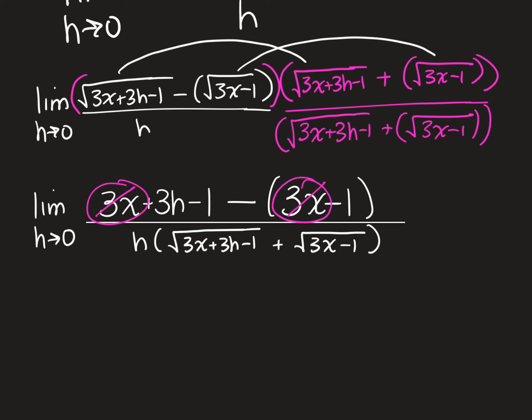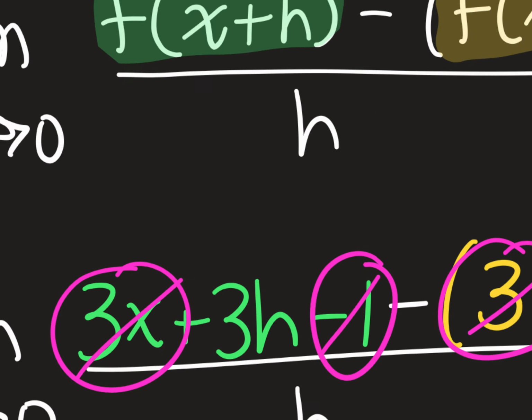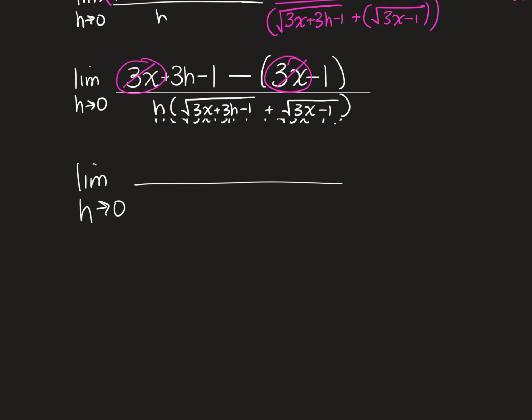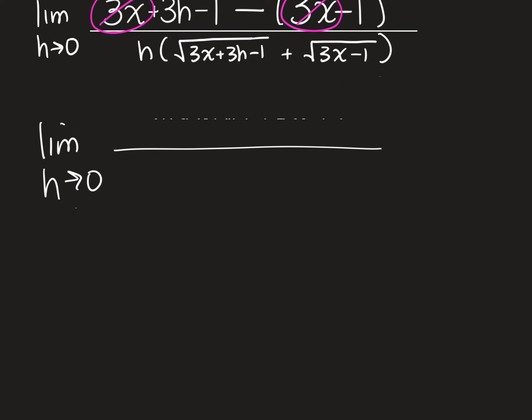Okay, let's write down what we have here. So we have the limit as h approaches 0, some fraction. That has a denominator of h times the square root of 3x plus 3h minus 1, plus square root of 3x minus 1.